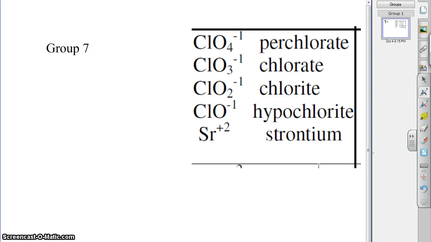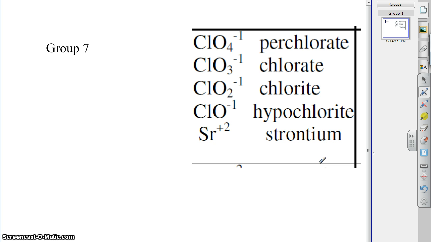Group 7 ions are perchlorate, chlorate, chlorite, hypochlorite, and strontium. Strontium is so easy, we already put it on there even though we didn't have to know it yet. So we won't even need to talk about that one today. So let's go back to what we already know.